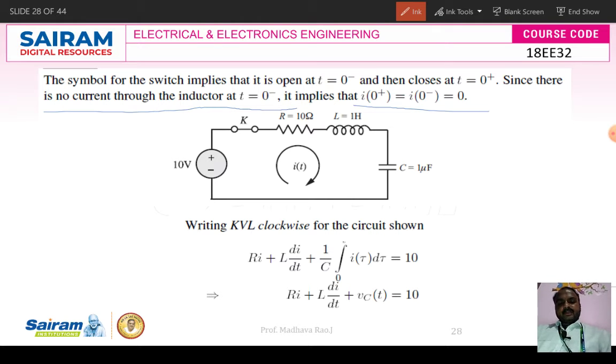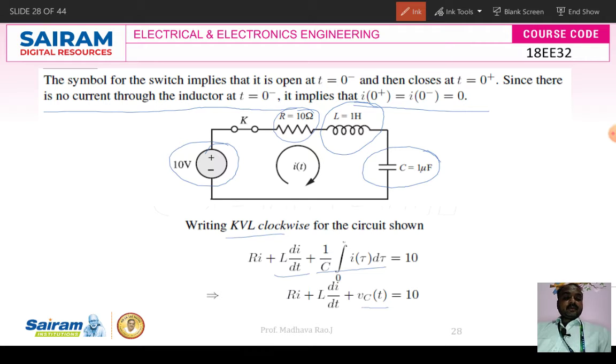Now apply KVL to this loop. First we start with R into i. Next, what is the inductor voltage? L into di by dt. And what is the voltage across the capacitor? 1 by C integral from 0 to t of i dt. This equals 10, since the voltage source is 10. So the voltage across the capacitor, 1 by C integral of i dt, we are considering as Vc of t.